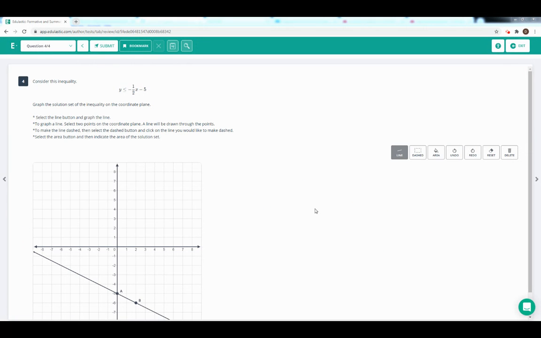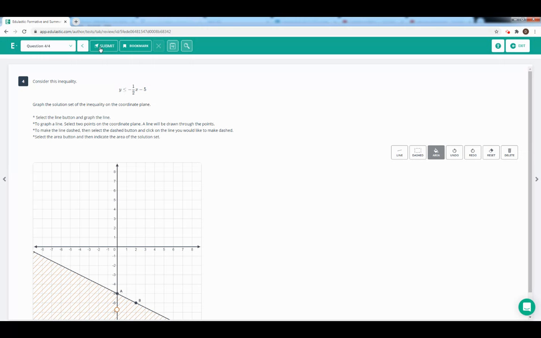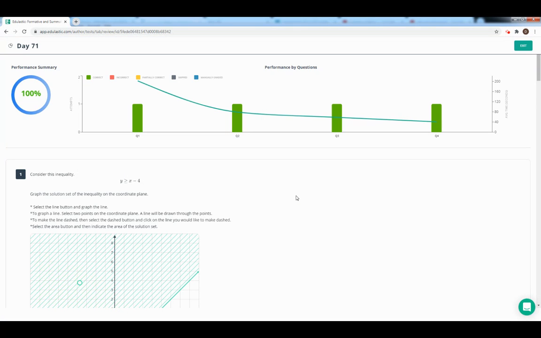So the solid line's already there, so I don't even have to click that tool. I'm just ready to click the area button, shade below, so I'm just going to start at point A, below, click. Done. Okay, so that whole thing is done for you.